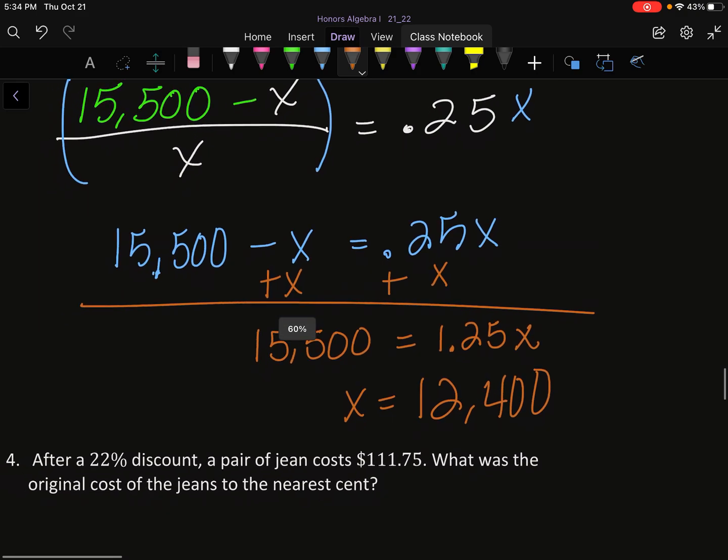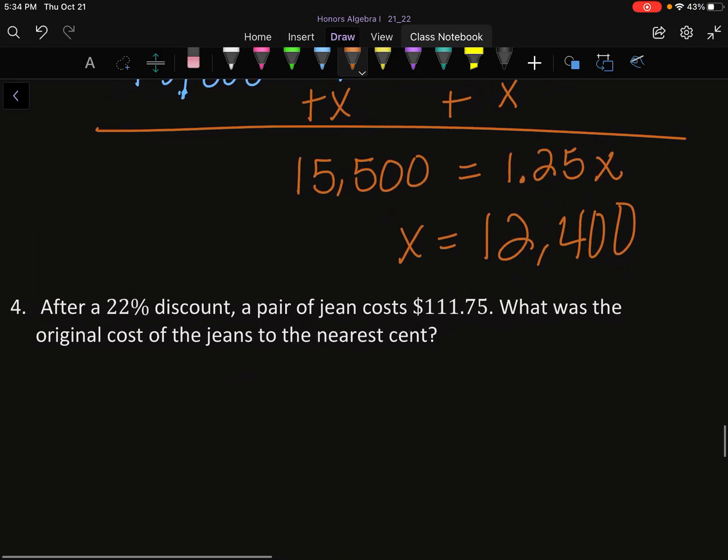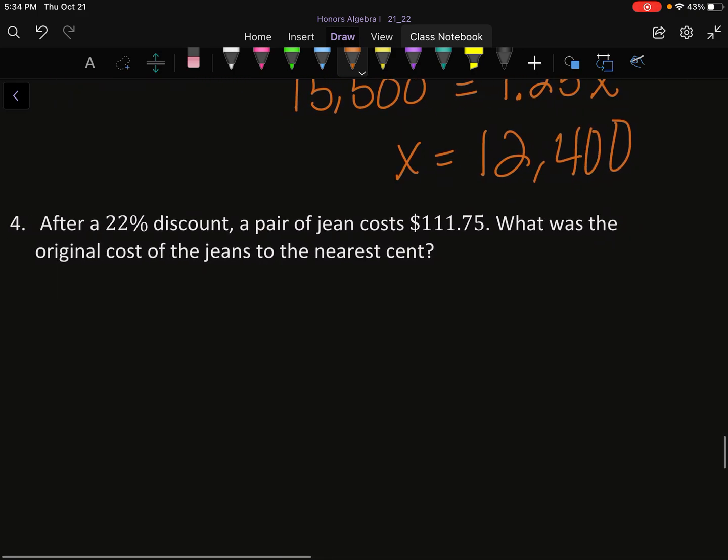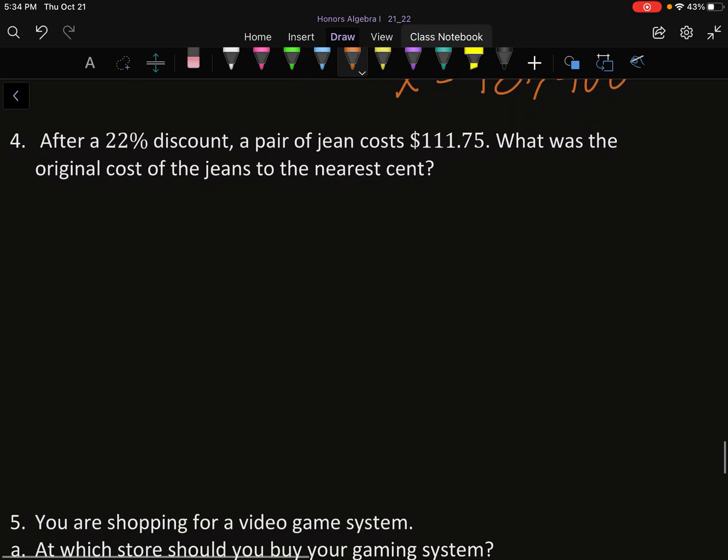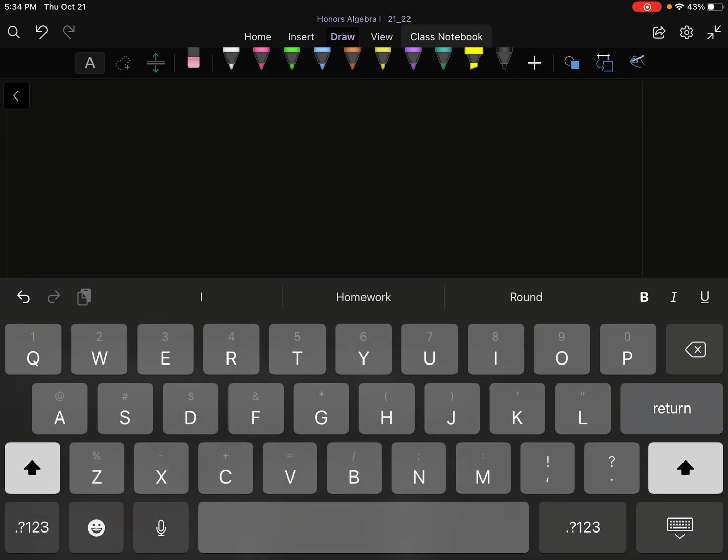Okay, let's talk about this one. After a 22% discount, a pair of jeans cost $111.75. What was the original cost of the jeans to the nearest cent?